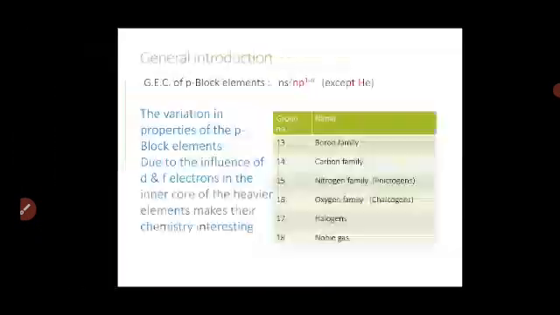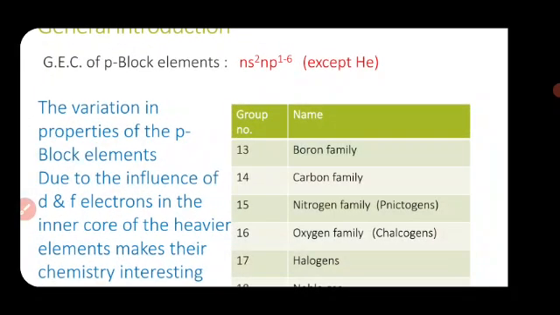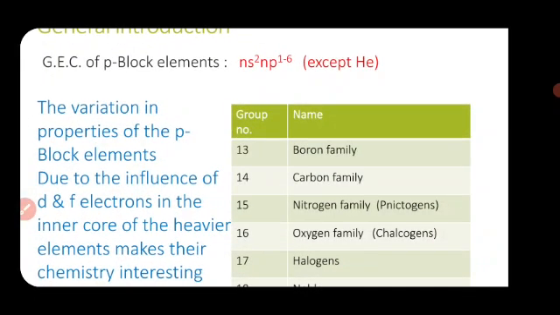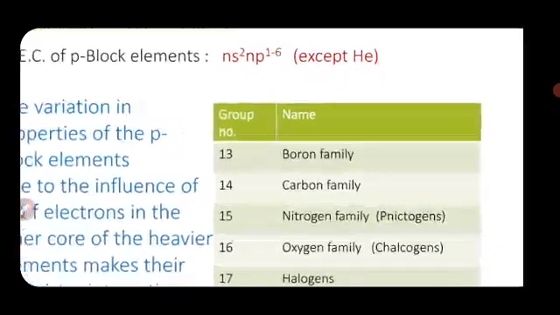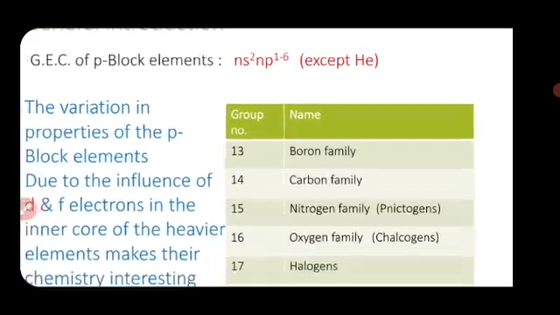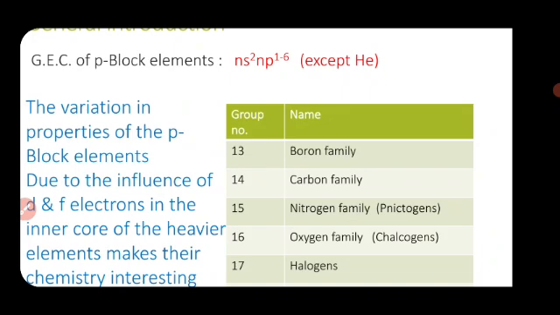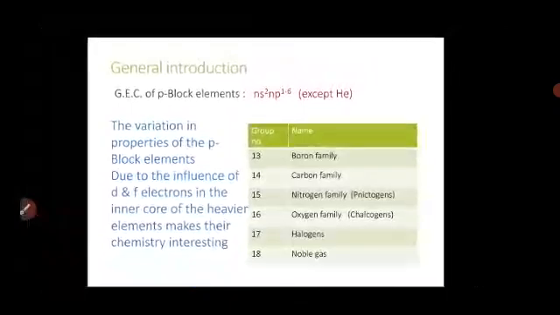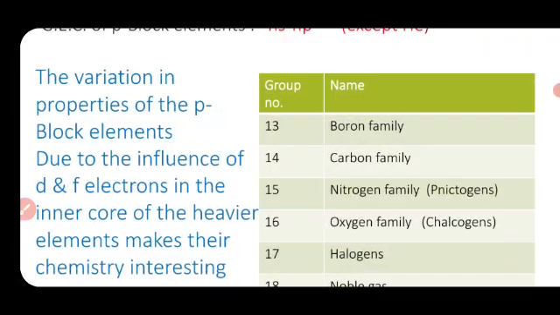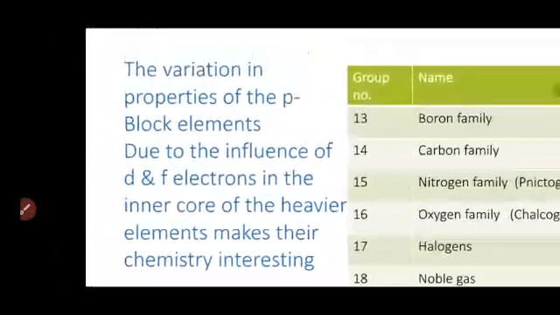So, what is the general electronic configuration of P block elements? ns2, that is s orbital is completed, and np 1 to 6. Now this electronic configuration does not hold for only one element, and that is an exception, that is helium. So for helium, what is it? ns2. Okay, and it comes in group 18.